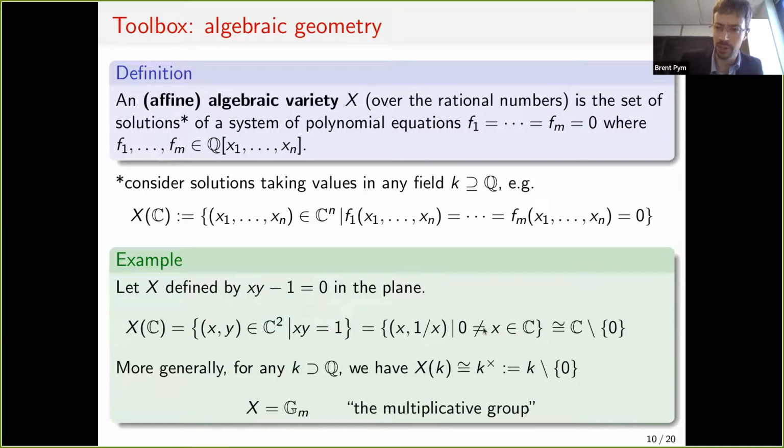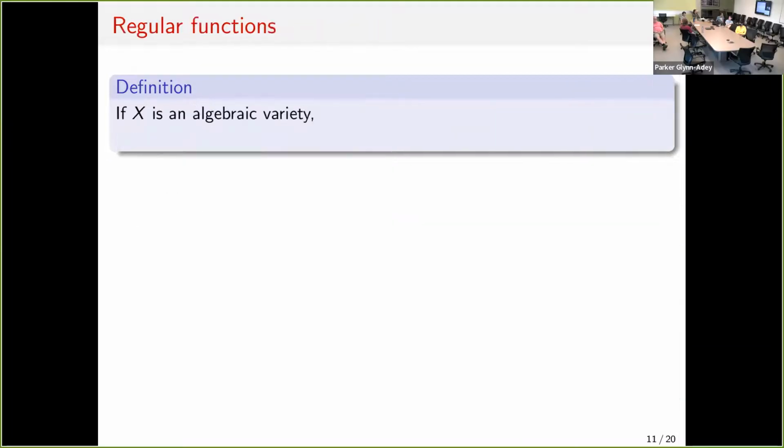Any questions about this notion of an algebraic variety? Room looks good. Thanks.